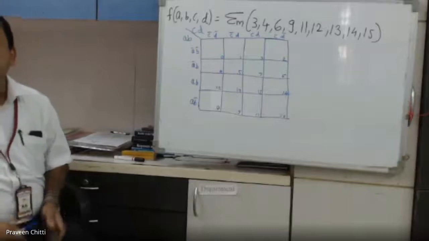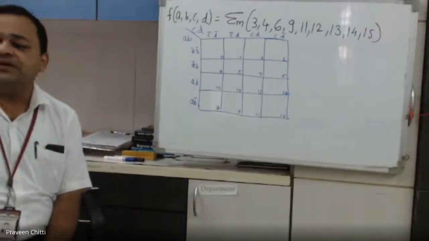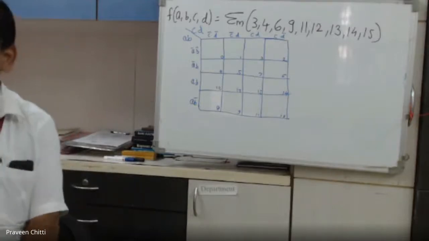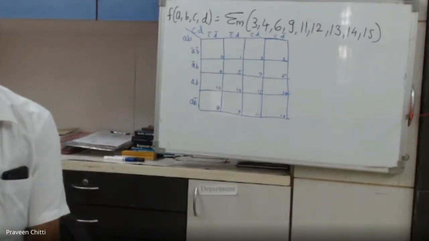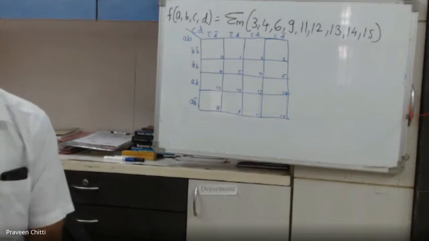See, how I have written this numbering is very, very important. If you make a mistake here, everything will go wrong. I hope the 4 variable K-map construction is clear. Is that clear? You see, there is no response. Is that clear? Omkar, clear?